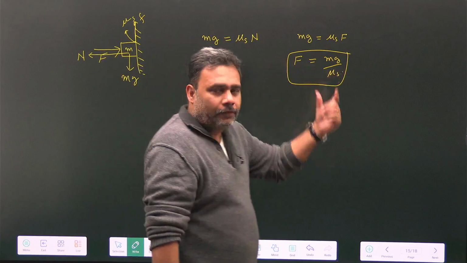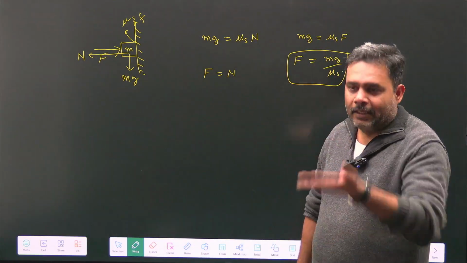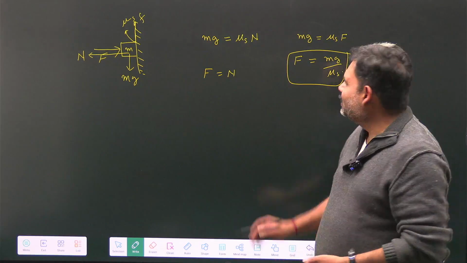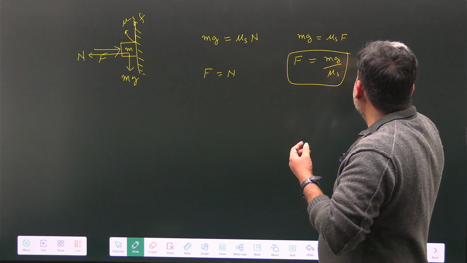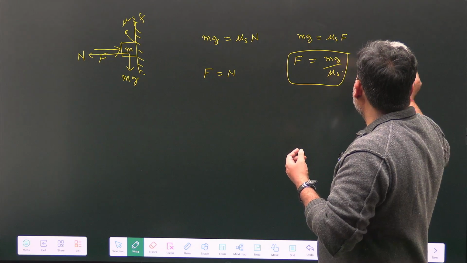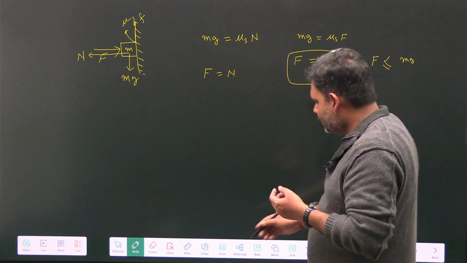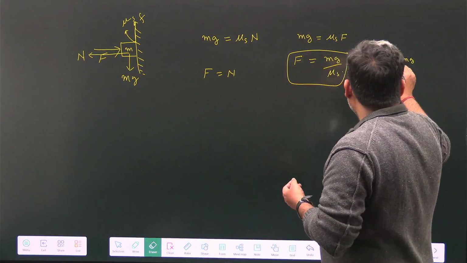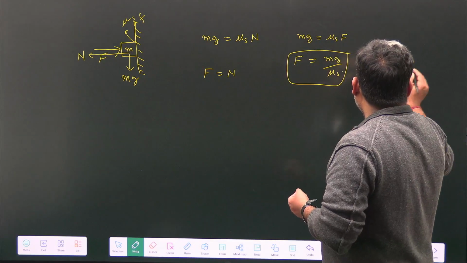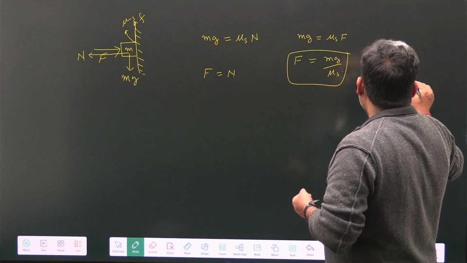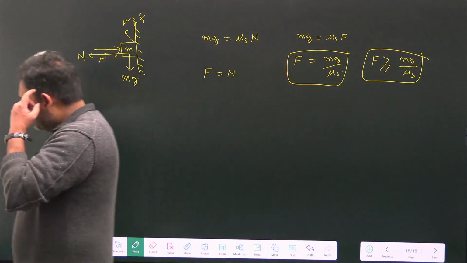This is the minimum force. If your force is less than this, then this particle will go downward. So this is your minimum force you can see. So you can write something like this. F must be greater than or equal to mg by mu s. So then this block will remain at rest.